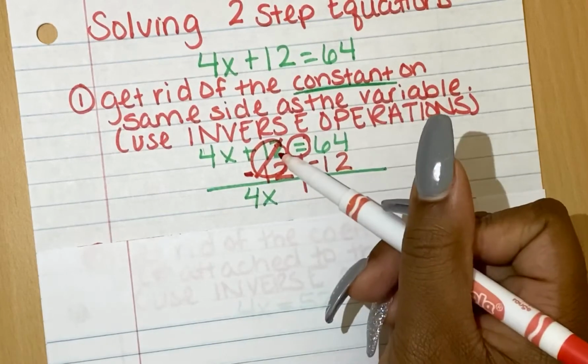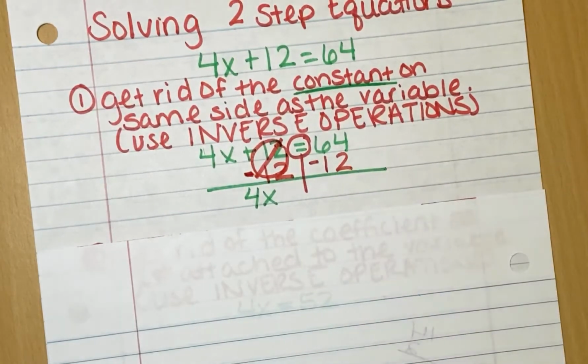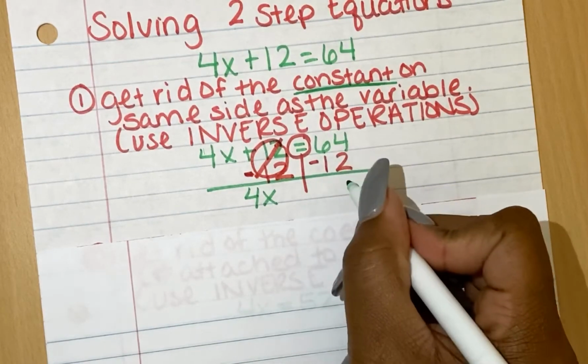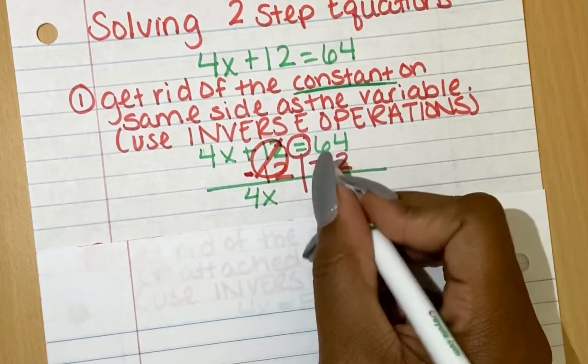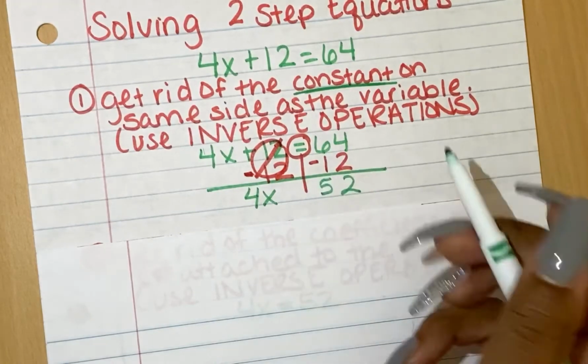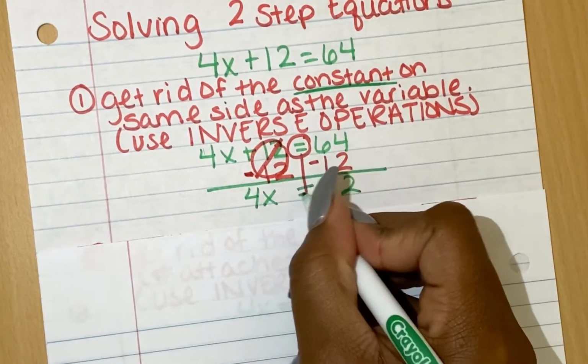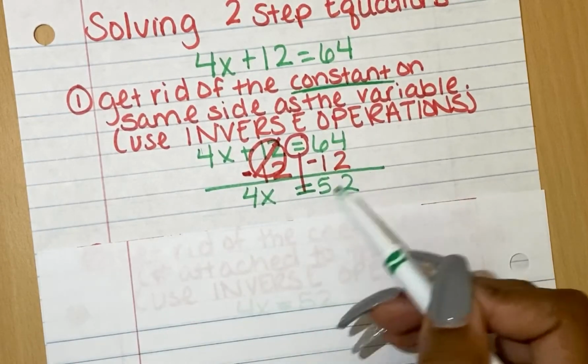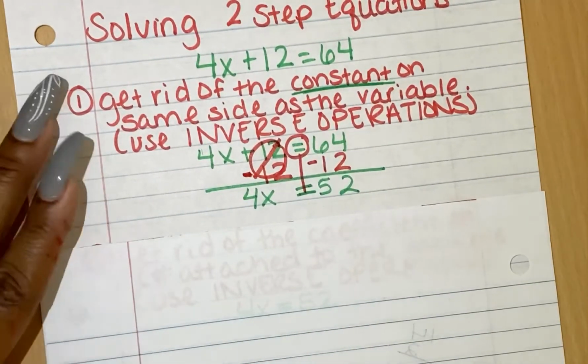I subtracted 12 here. I need to subtract 12 on the other side. 64 minus 12, well, 4 minus 2 is 2. 6 minus 1 is 5. 64 minus 12 is equal to 52. So 4x, which was left on that side, equals the 52 over here, okay?